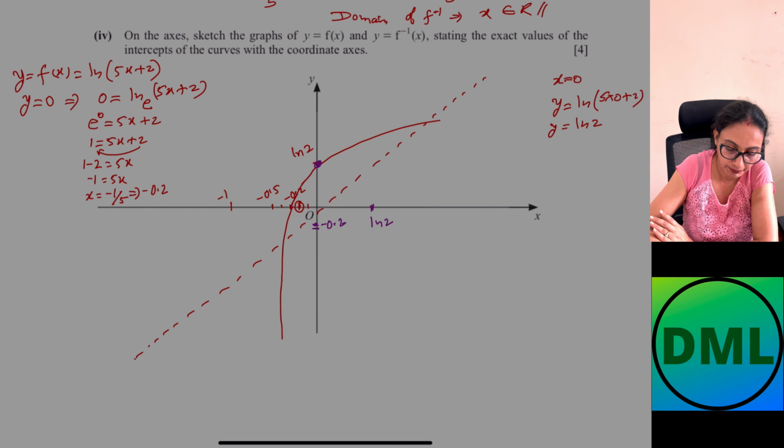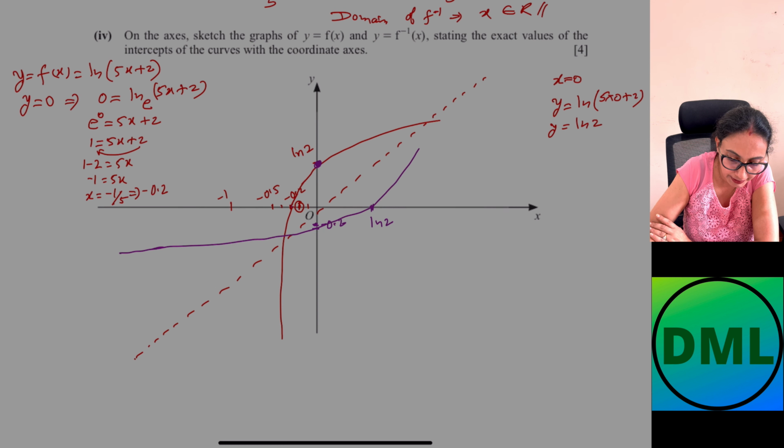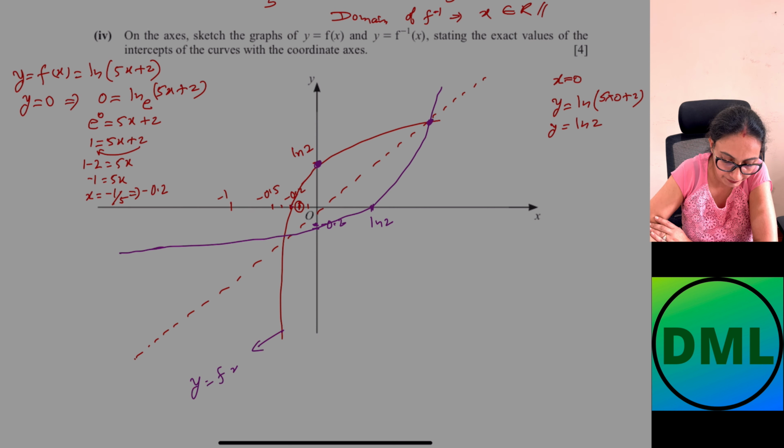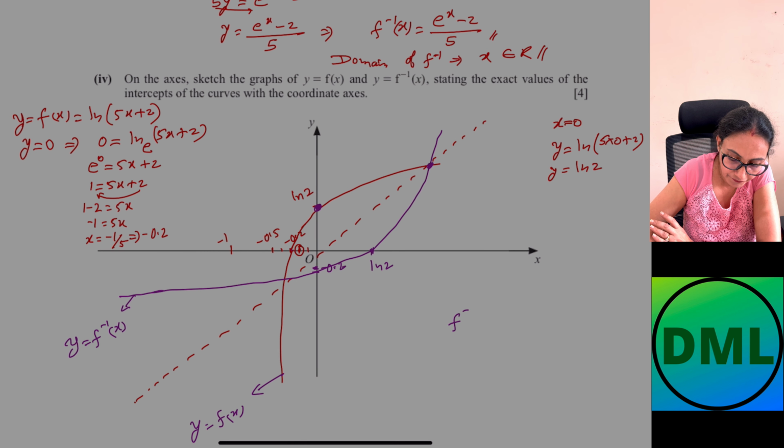I need to plot my graph. So my graph will be approximately given by like this. This passes through this point. This is the function for y is equal to f(x). This is the function for y is equal to f inverse of x. Our inverse function is given by f inverse of x is equal to (e to the power x minus 2) over 5. This is basically y.